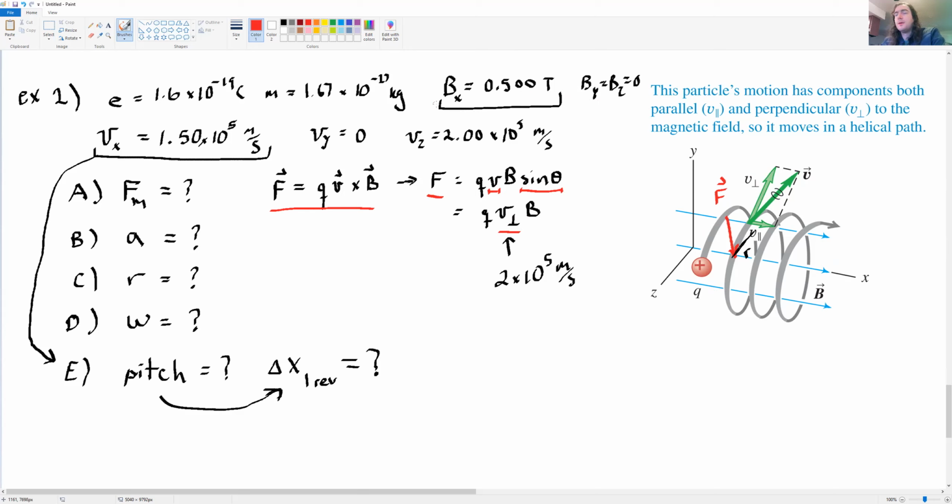Why do we know v perpendicular? Well, we have the magnetic field in the x direction here, and the velocity has a component in the x direction. So if we ignore the x component, then we automatically have the velocity in the perpendicular component right here. Does that make sense?